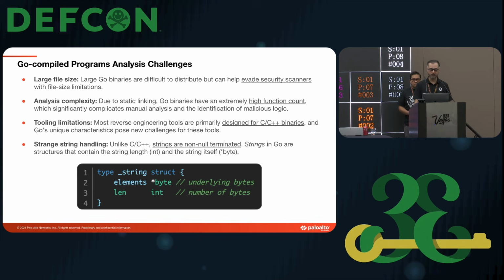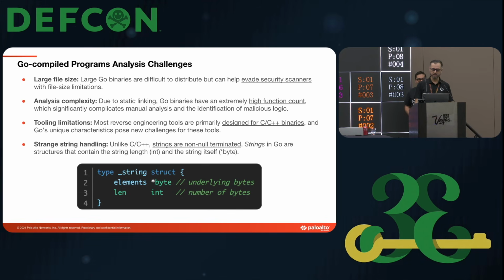The third one that I have is the tooling limitation. Right now, most of the reverse engineering tools are designed to support C and C++ binaries. So obviously, in order to deal with Go's unique characteristics, we just need to know which kind of tools we can use to fulfill the requirement here.